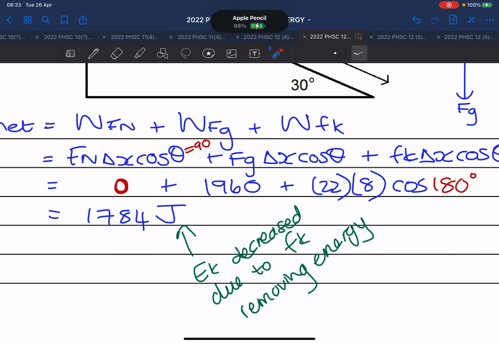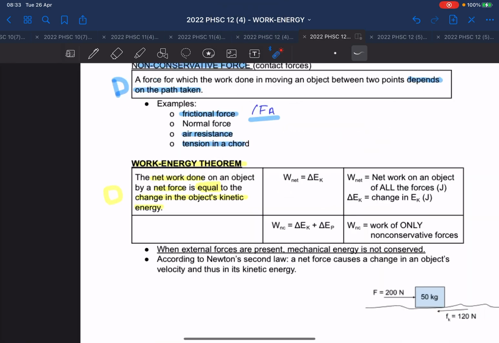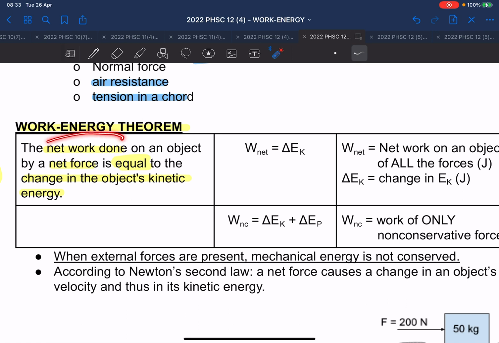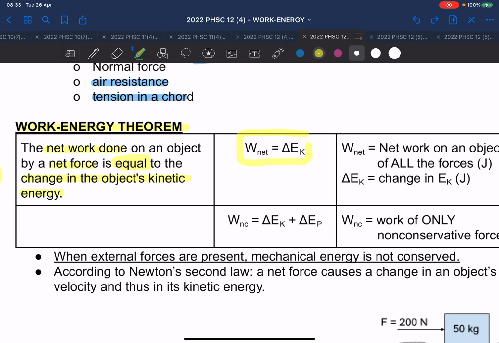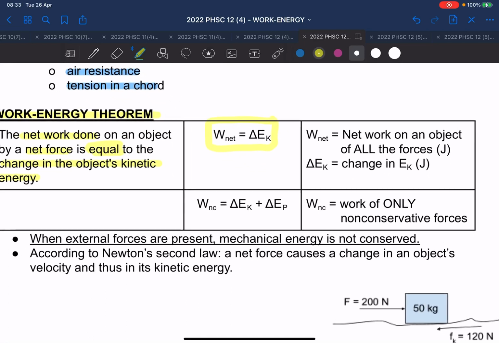Okay, so from that idea, we get the work-energy theorem, which says the net work done on an object, so all the works together by a net force, is equal to the change in the object's kinetic energy. So that is how we got to that. The net work is equal to the change in the kinetic energy of the object. Now that formula will be on your data sheet. Remember, delta EK means the final kinetic energy minus the initial kinetic energy. Then we can also rearrange this formula to get this one here.